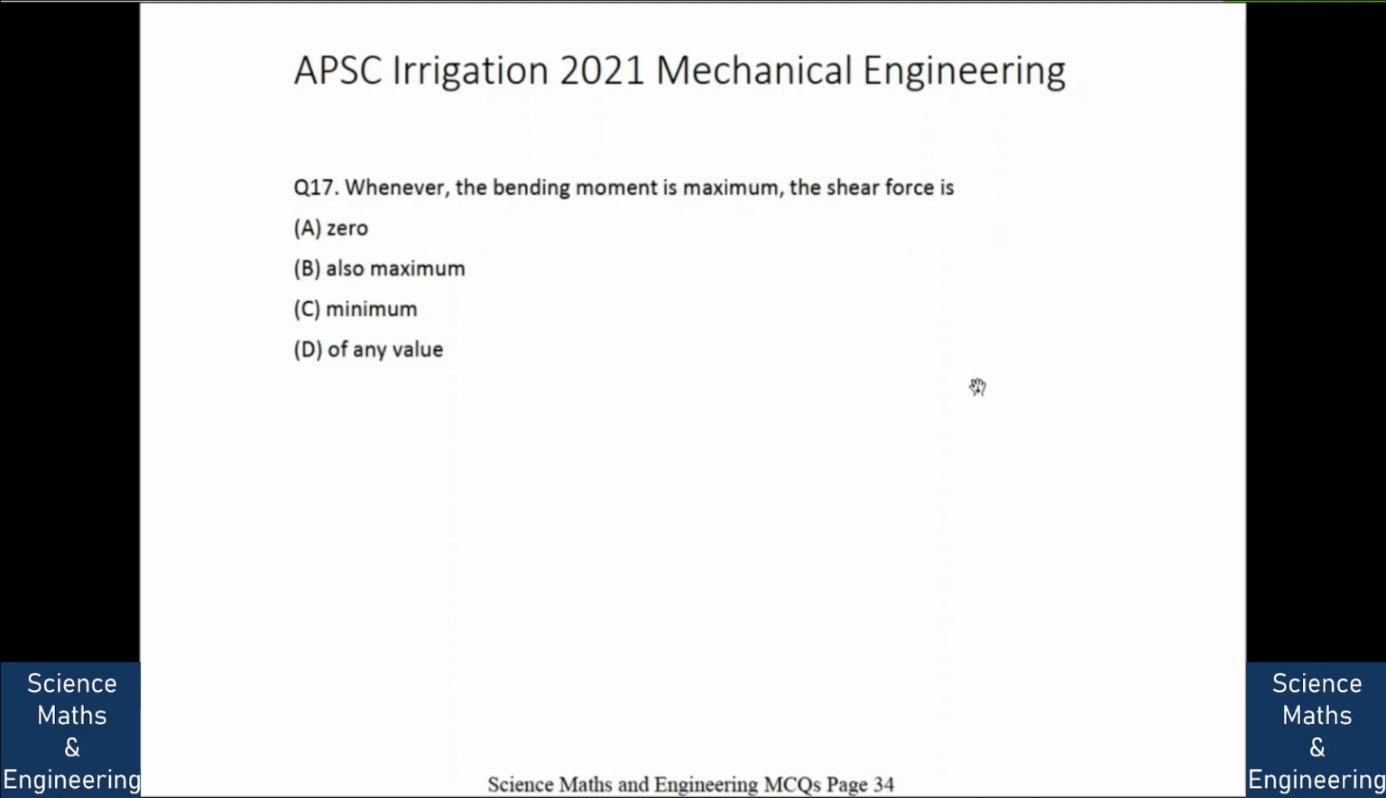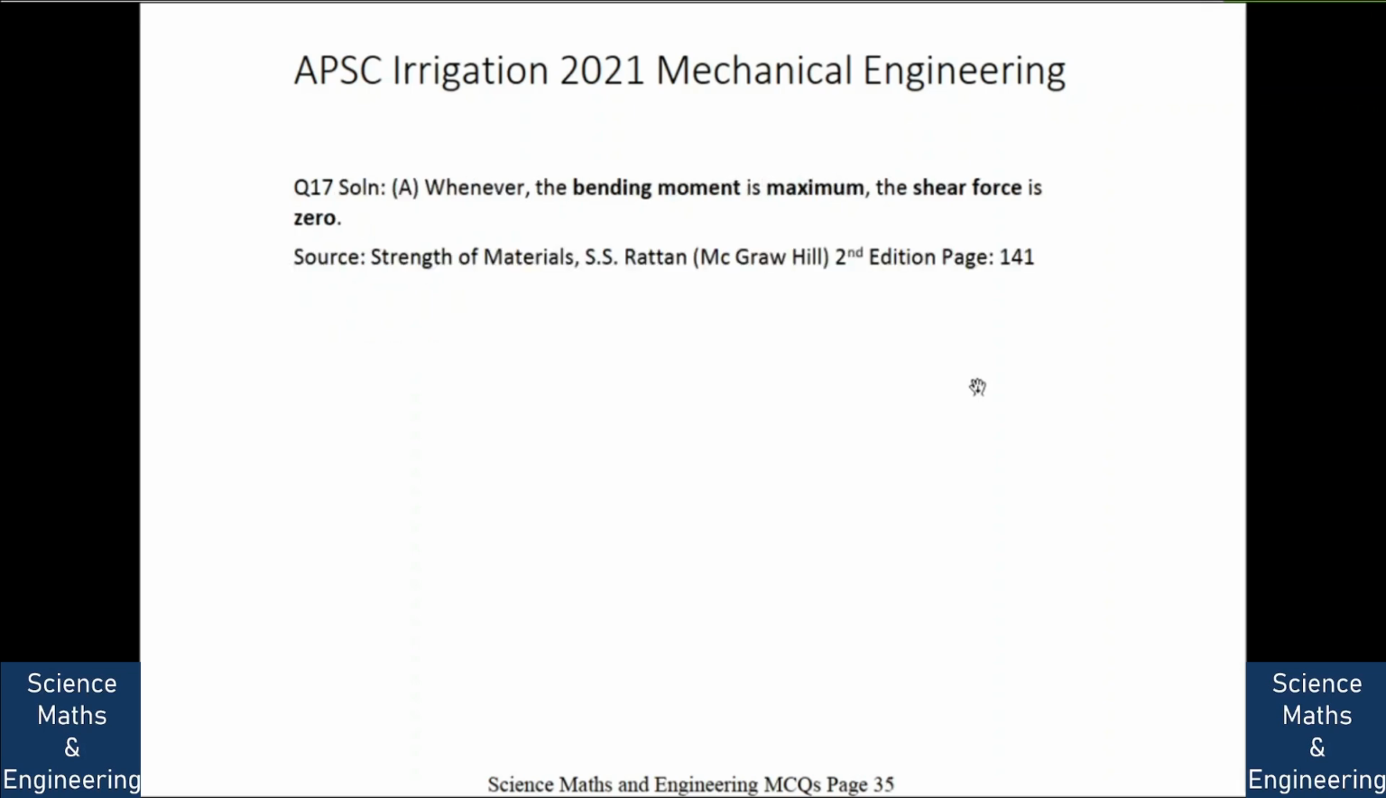Whenever the bending moment is maximum, the shear force is A, 0, B, also maximum, C, minimum, D, of any value. So you can pause and think of the answer. So the answer is, when the bending moment is maximum, the shear force is 0. This is one of the basics of the bending moment and shear force diagram. So in case any query is there, you can check the source. So we'll go to the next question.